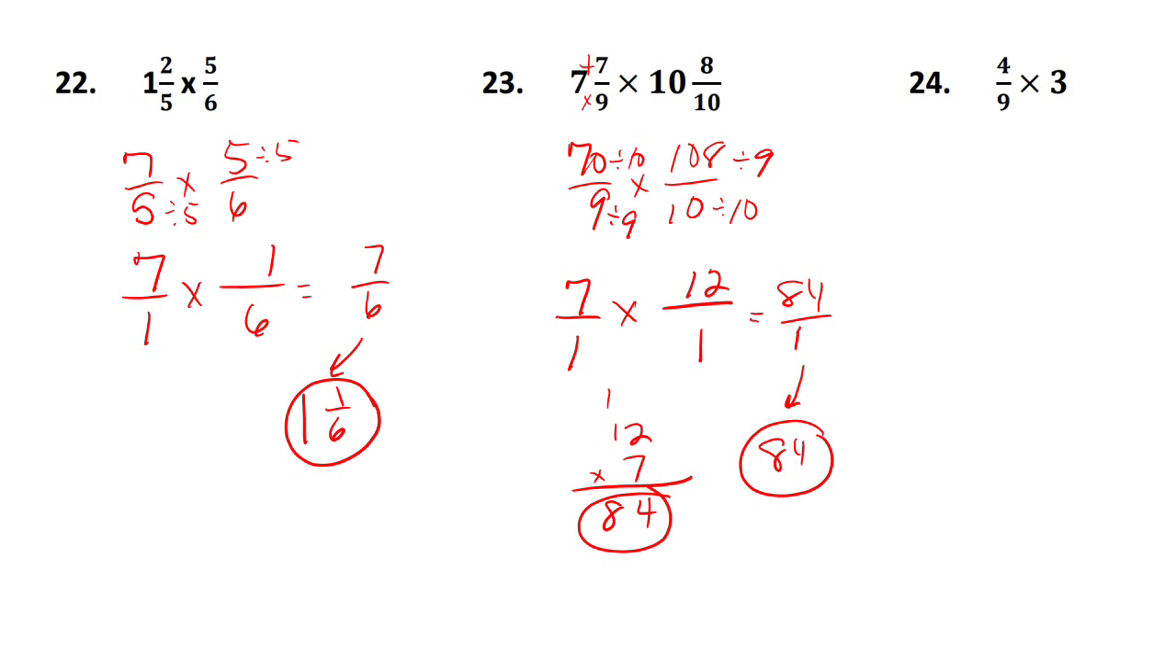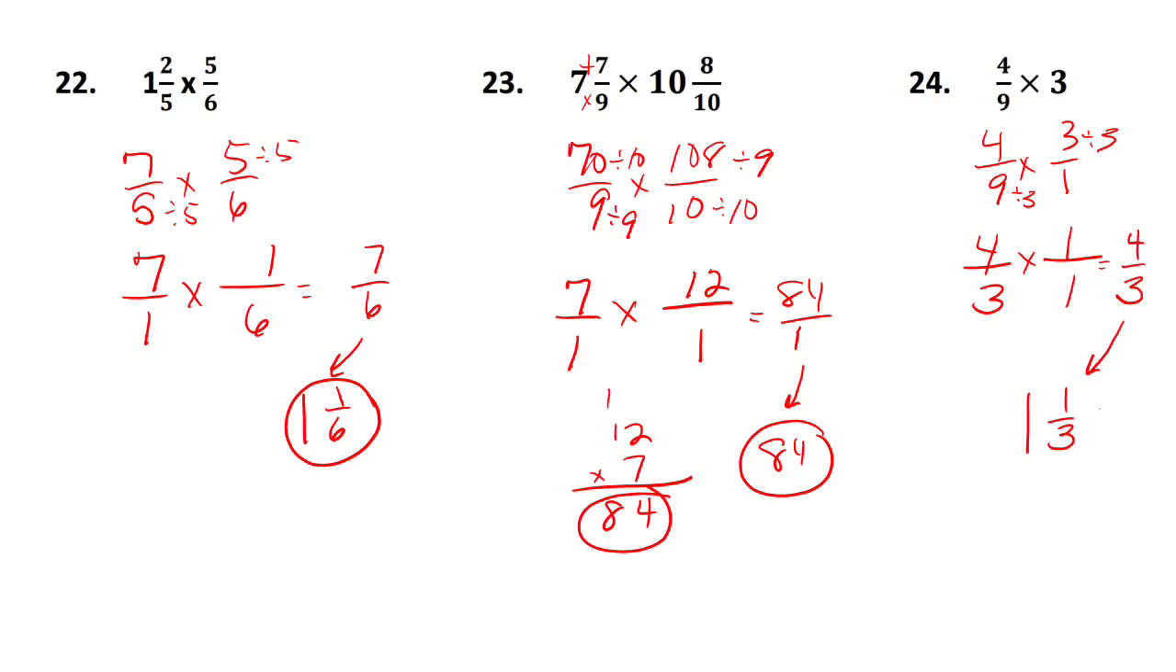So number 24, we have 4 9ths times 3 over 1. Let's go ahead and cross simplify to make it easier on yourself. So 9 divided by 3 is 3, 3 divided by 3 is 1, and 1 and 4 already simplified, so it gives us 4/3. Make that into a mixed number, 1 and 1/3.